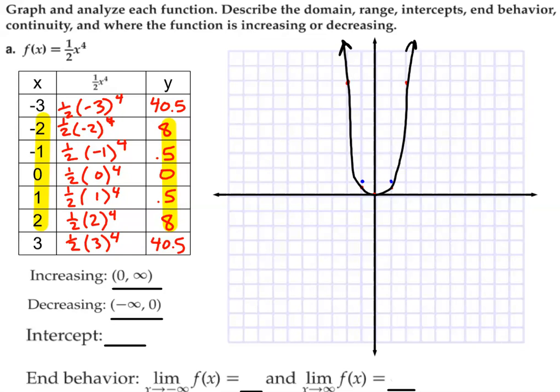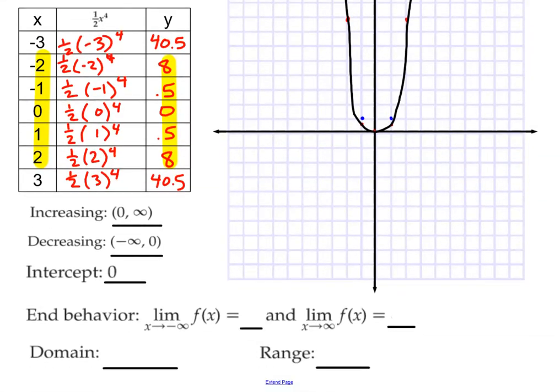And then decreasing would be going from negative infinity up to 0. Whenever you're writing in interval notation, you want to have it in numerical order, going from left to right. Okay, so hopefully that's pretty self-explanatory with when we're going up and when we're going down with the graphs. The intercept we're talking about is our y-intercept here, even though it's the same as our x, and that would be a 0.